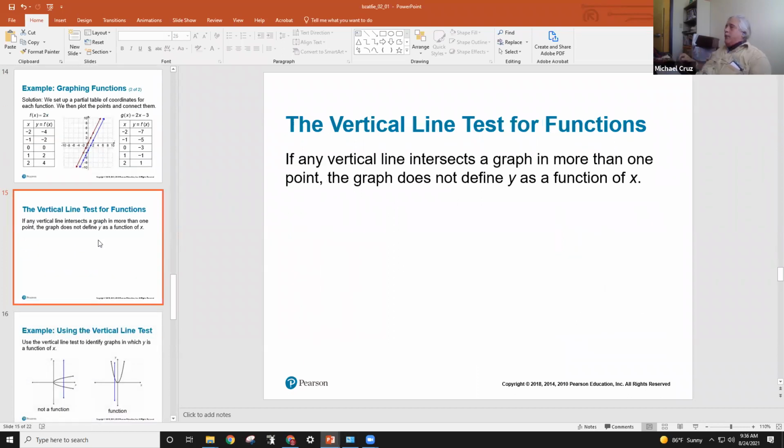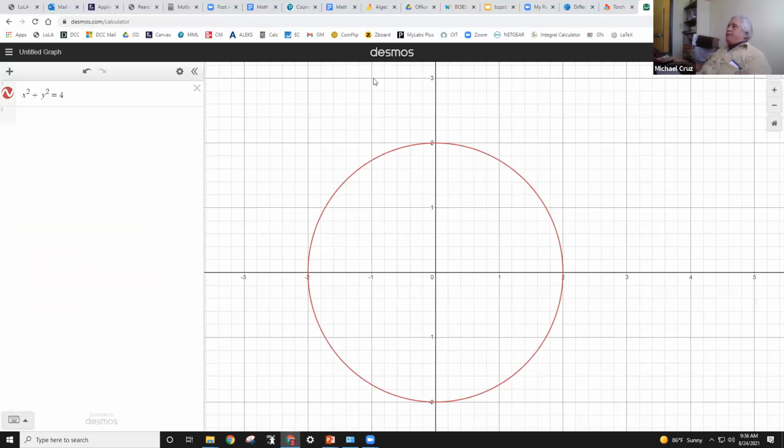Another way to test for a function is called the vertical line test. And I had mentioned this one. If you look at any vertical line, and there's plenty of them on here, any one of these, like the -1, the 1, or the 0, they intersect this graph in two spots. So this breaks the function test in another way as well.